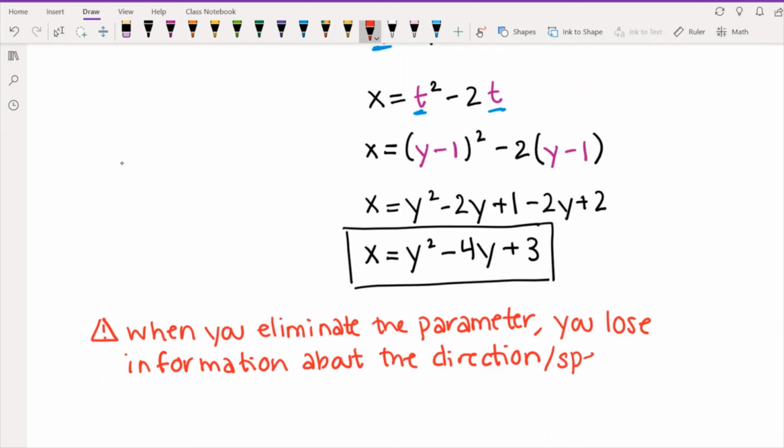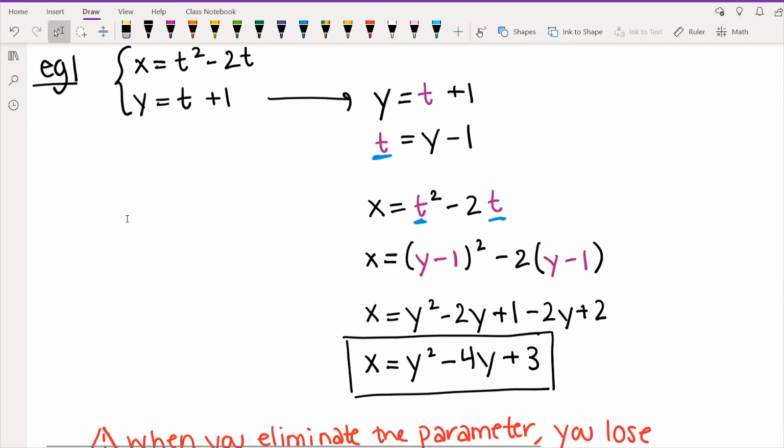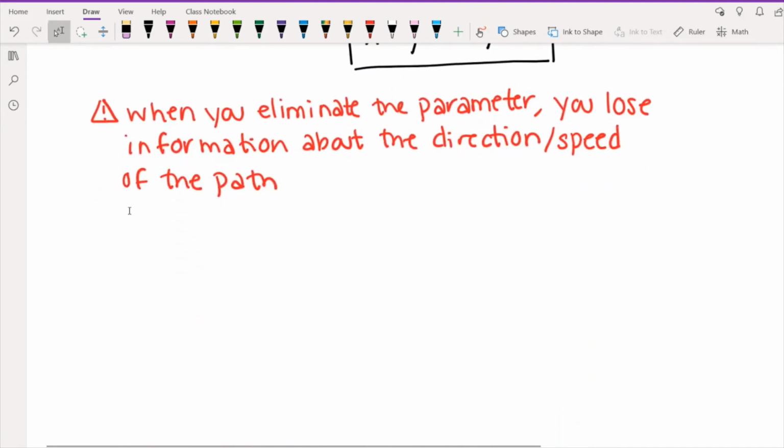Also, there's this component of speed, of how quickly the path is traced out. And again, we'll see an example where that comes up in a little bit. But yeah, you're making your equation easier to understand, but you're losing that special information that's given by the parametric equations. So just to drive that point home, let's do the exact same process with the other parametric equations that we had.